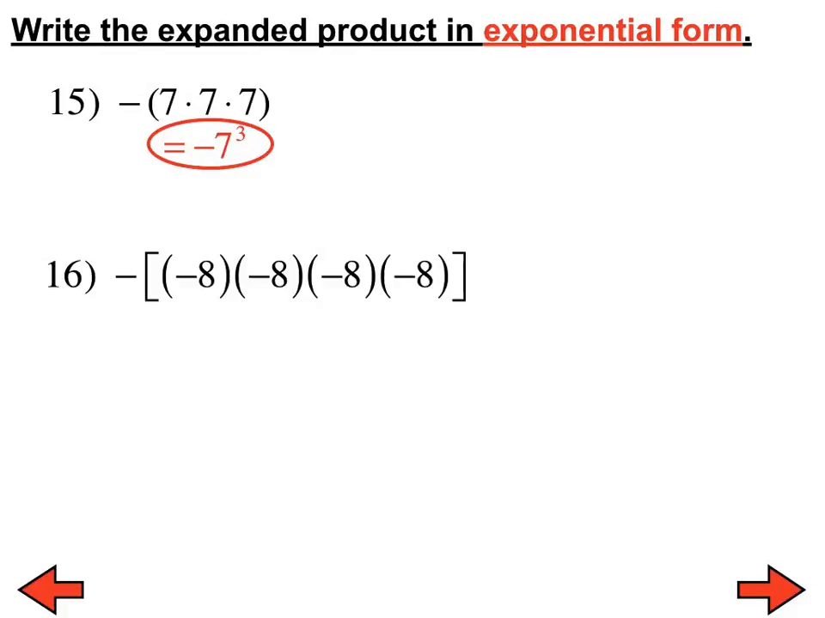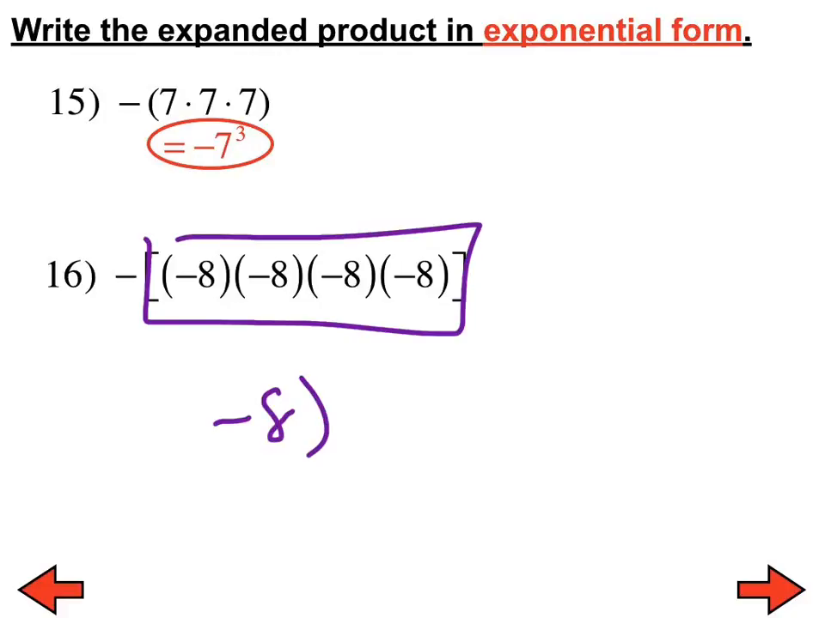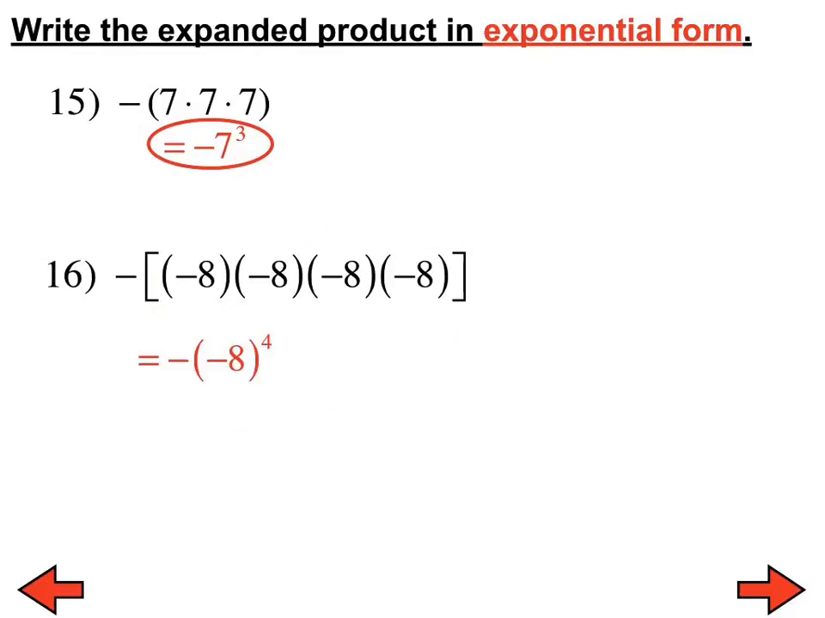Number 16. Go ahead and give this one a shot. So yesterday we learned this part. The negative is 8 in parentheses, so it stays in parentheses and it's 4 times. Today we learned there is a negative outside, so that has to stay there. So this one should be your final answer. Negative 8 to the 4th power. Any questions?